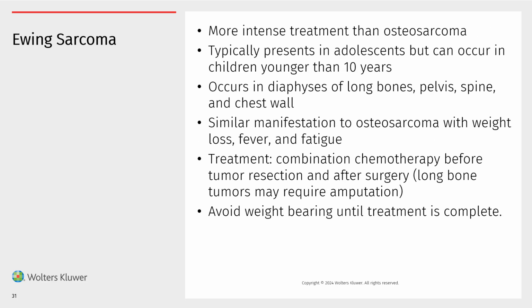Ewing sarcoma is a much more intense treatment than osteosarcoma. It typically presents in adolescents but can occur in children younger than 10 years old. Usually it's in the diaphysis of the long bones, the pelvis, the spine, and the chest wall. It's similar to osteosarcoma, but with weight loss, fever, and fatigue. It's hard to determine, so we need to do some biopsy and get some information. Again, it may require amputation, and we want the patient to avoid weight bearing until the treatment is complete.